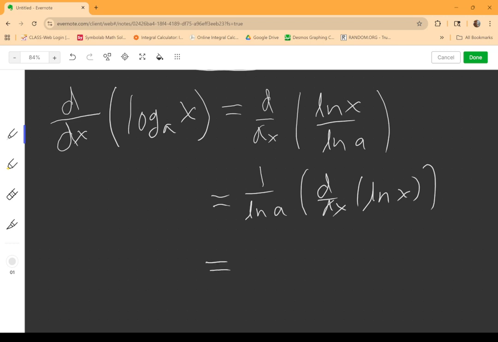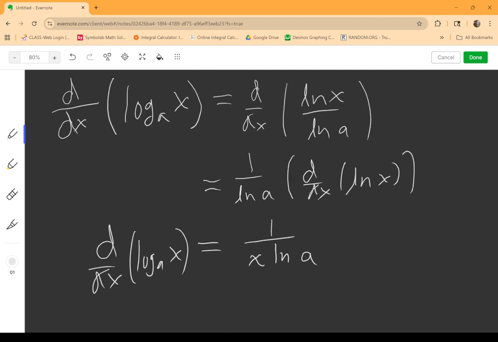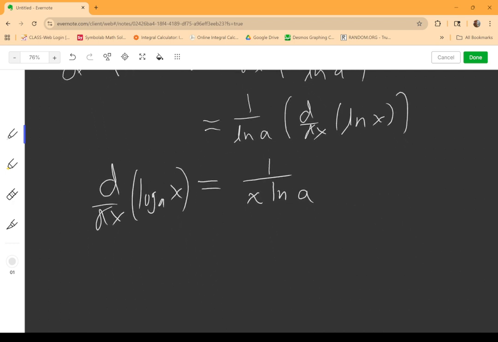Okay, and then taking the derivative of that is just 1 over x. So we get 1 over x ln of a, and that gives me the derivative of a logarithm of base a. All right, makes sense, right? Since it's a ratio of logs, that ln of a just kind of comes along for the ride. It's just a constant, and we're really just taking the derivative of the natural log.